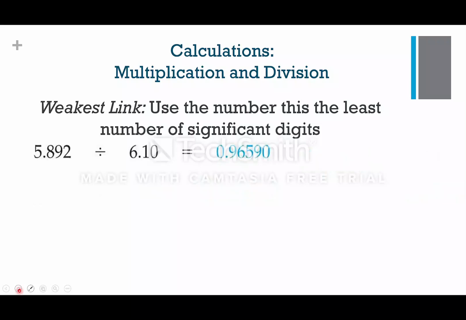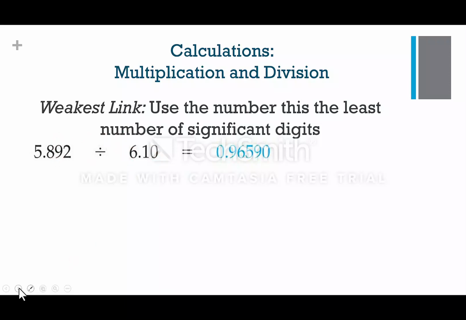Okay, let's look at another example. Think about it, then we'll talk about it. All right, looking at our 2 numbers, the first number has 1, 2, 3, 4 significant figures. This one has 1, 2, 3 significant figures. The 0, remember, is after a decimal, so we do count that. So 4 sig figs and 3 sig figs.